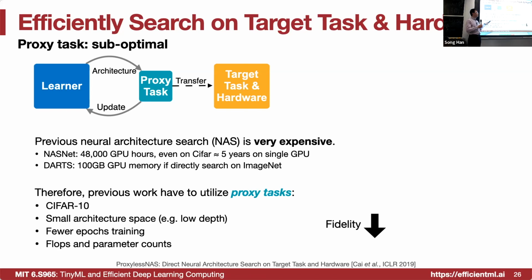So a model that performs well on CIFAR may not perform well on ImageNet, right? Different capacity, different complexity, right? And if you just train a couple of epochs, maybe some model will converge fast in the beginning epochs, but may not be as good when everyone is trained till convergence, right? And flops and parameter counts, we are also going to see examples where some models may have much fewer flops, but actually it can be slower.